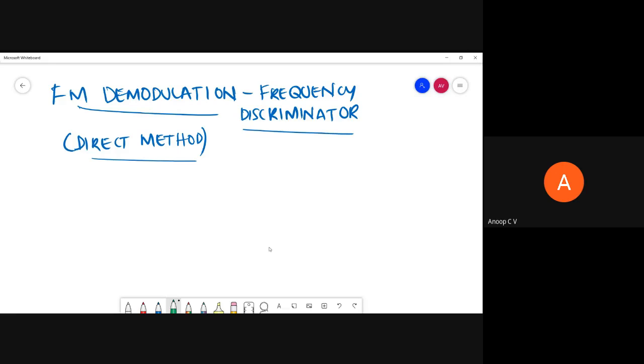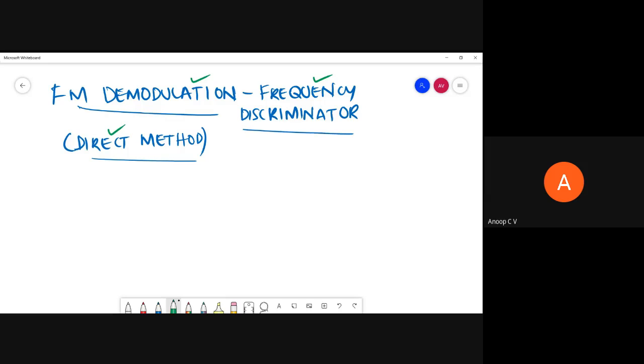The topic is FM demodulation using a frequency discriminator, and it is a direct method. If you take your prescribed textbook and start reading, I'm sure you're going to get confused. So maybe I'll help you out with how to tackle such topics which look complicated at first sight, where you feel you can't digest it. So how do we tackle that? We'll go step by step.